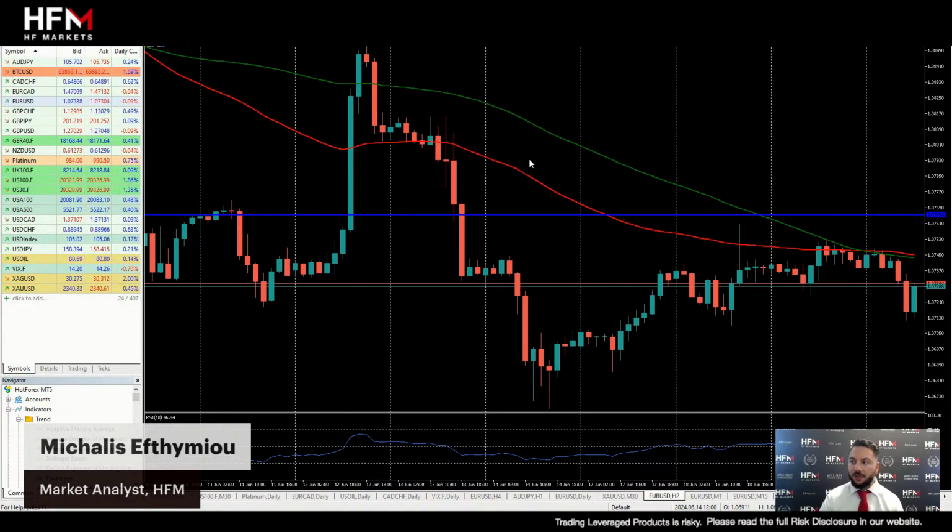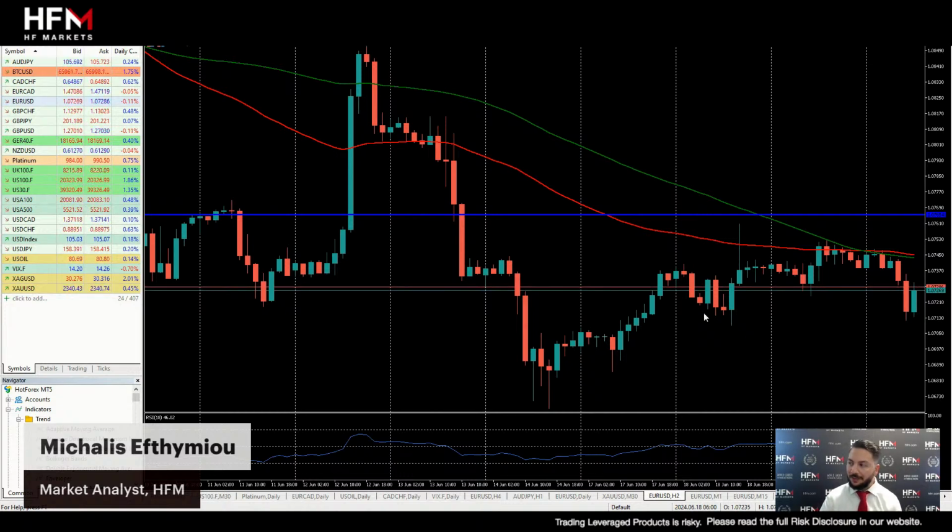Because these two lines here, they're a simple moving average and an exponential moving average. Now, the green, ladies and gentlemen, is a 100 bar simple moving average. The red is a 75 bar exponential moving average. These are very well known sentiment lines. They're exchange price sentiment lines.